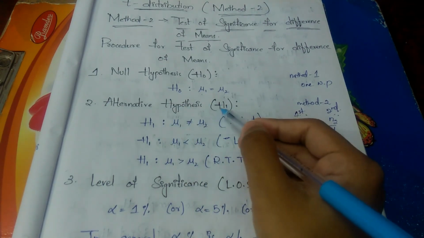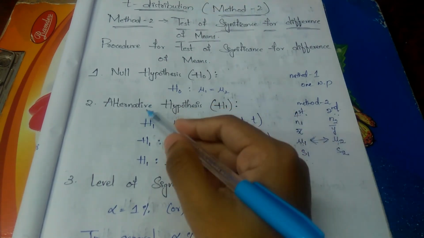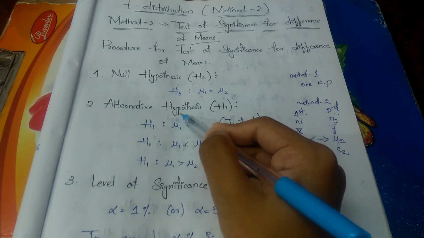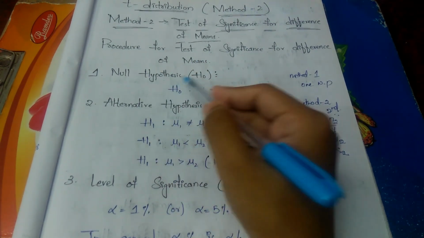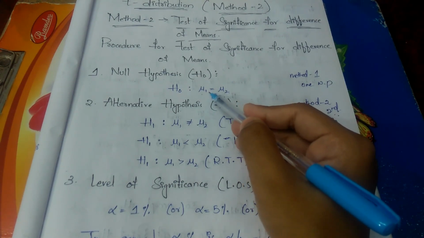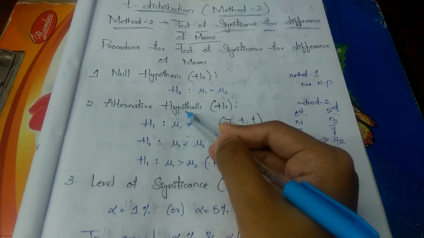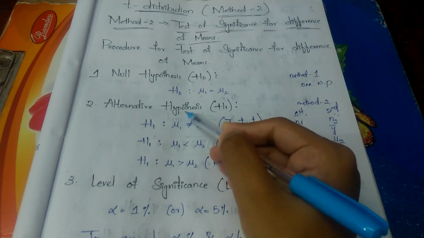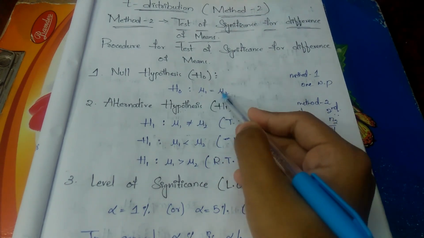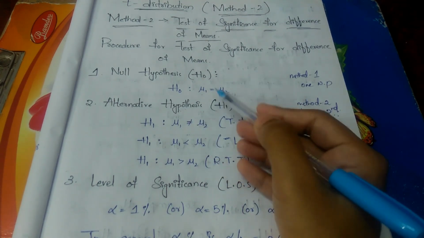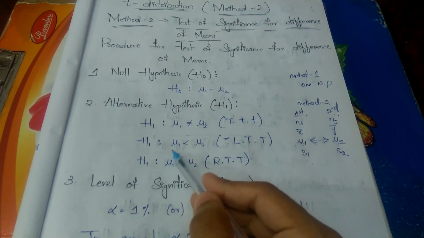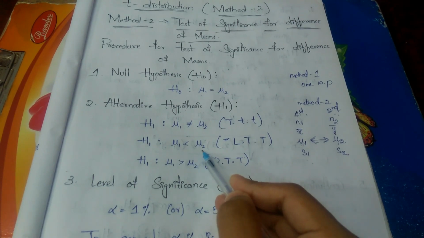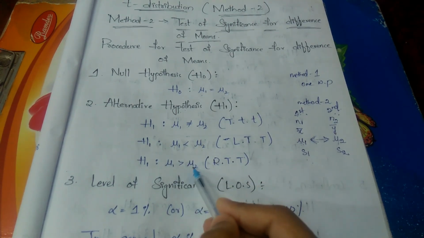And next we have the alternative hypothesis, which is represented with H1. This alternative hypothesis is complementary to the null hypothesis. In the null hypothesis we assume that there is no difference, but in the alternative hypothesis we assume that there is a difference between mu1 and mu2. When there is a difference, both values may not be equal, maybe mu1 is less than mu2 or mu1 is greater than mu2.